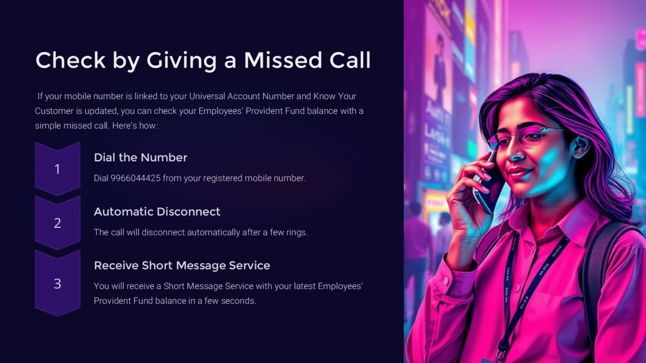Dial 996-604-4425 from your registered mobile number. The call will disconnect automatically after a few rings. You'll receive a short message service with your latest Employees Provident Fund balance in a few seconds.